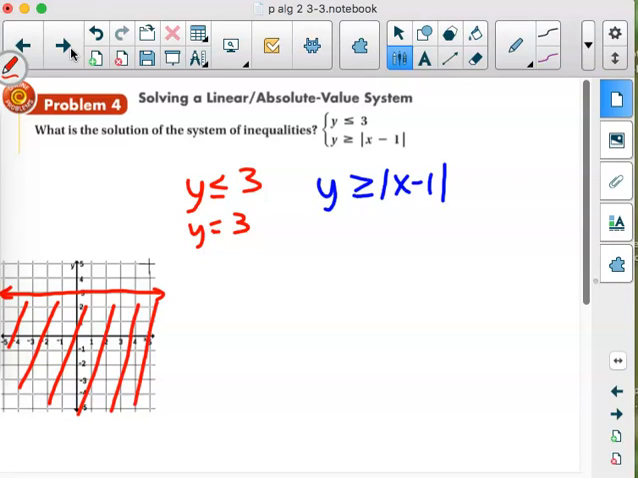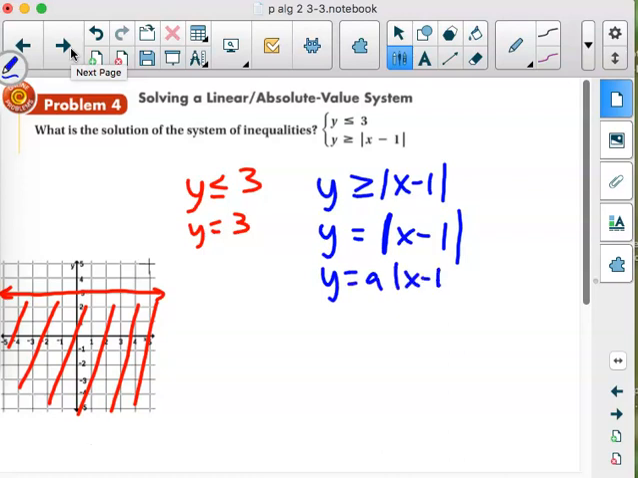So that one's already done. Didn't have a ton of work that I could show for that. This one, to graph it, I want to think of it, pretend it's equals for a minute. And I think it will be really helpful if we write that formula down again so we can remember what that's going to do for us with our A, H, and K.